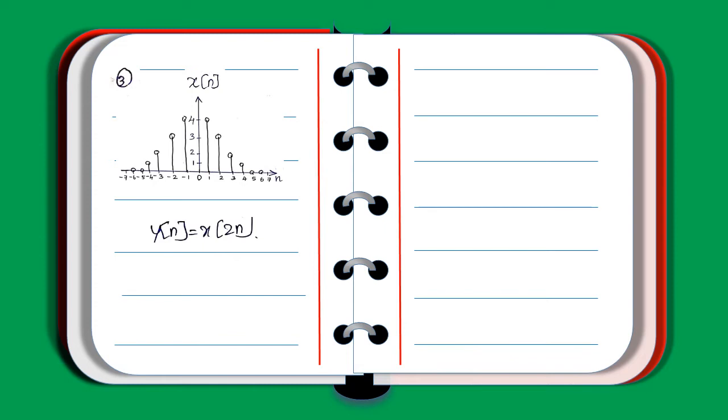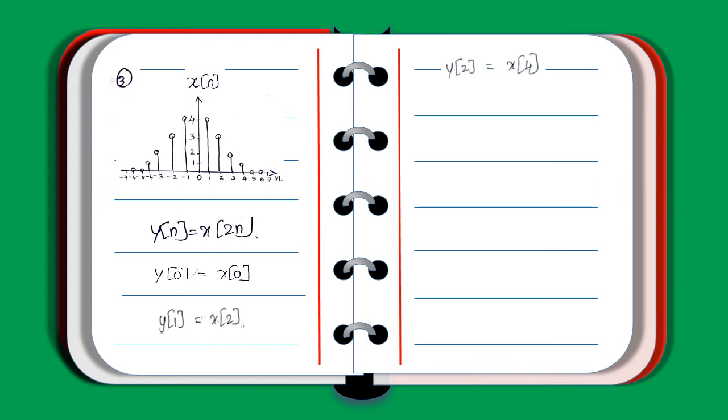When n is equal to 0, this equation becomes y of 0 is equal to x of 2 into 0, that is equal to x of 0. What is the value of x of 0 from the graph? It is equal to 0. So y of 0 is 0. Now when n equal to 1, y of 1 is equal to x of 2 into 1, that is x of 2. The value of x of 2 from the graph of x of n is 3. That means y of 1 is equal to 3.